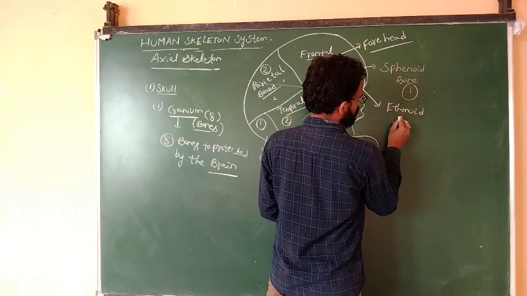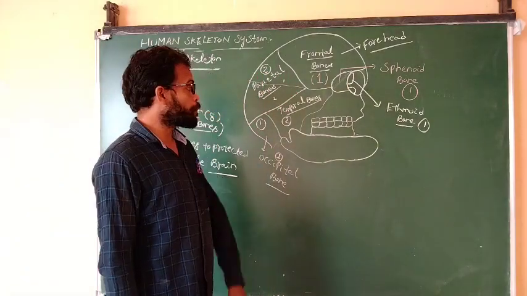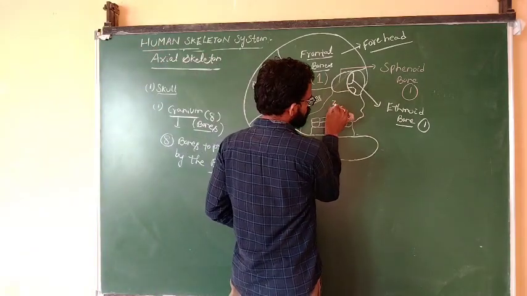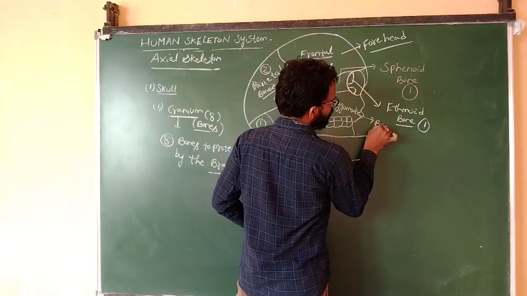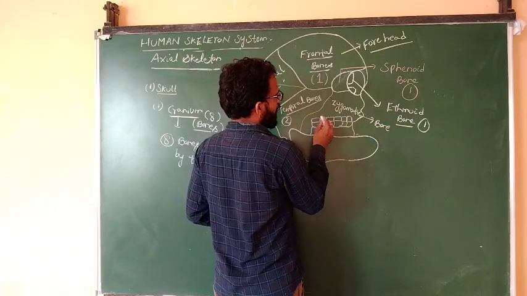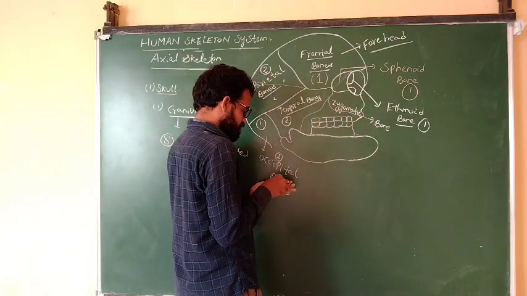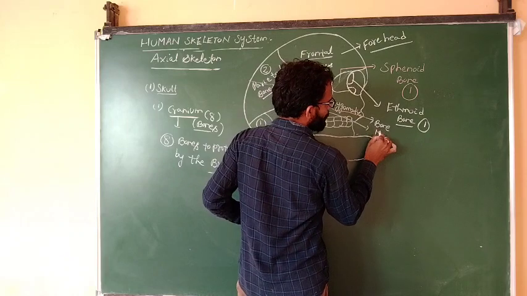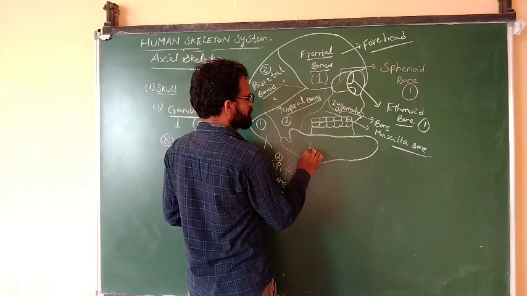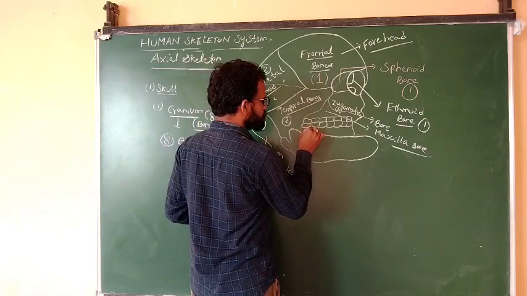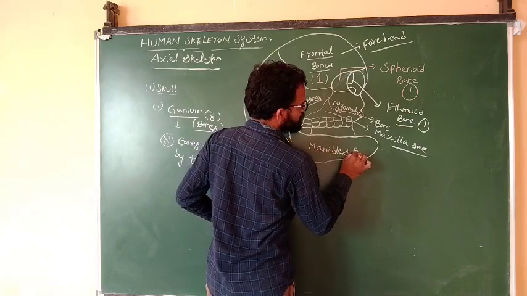Ethmoid bone. What is the bone? Ethmoid bone. How many bones are present in the ethmoid bone? Only one bone. The next one, zygomatic bone. What is the bone? Zygomatic bone. And after the zygomatic bone is the maxilla bone, and then the mandible bone.